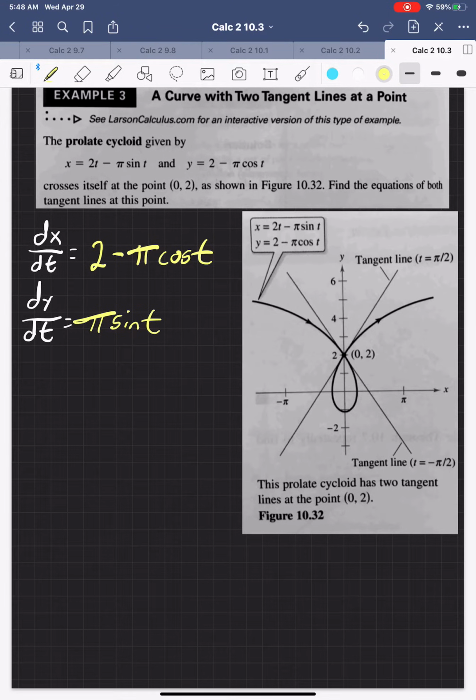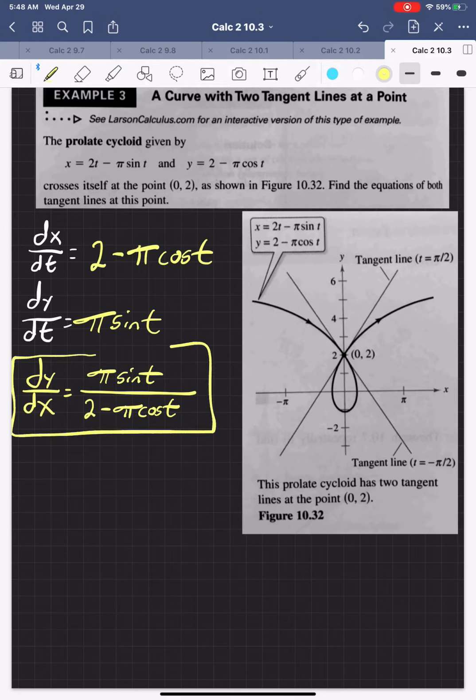Okay. So dy/dx is just the quotient, dy/dt divided by dx/dt. So that's just going to be pi sine of t divided by 2 minus pi cosine of t. All right, so far, so good, not that bad. Now, why does this get hard?